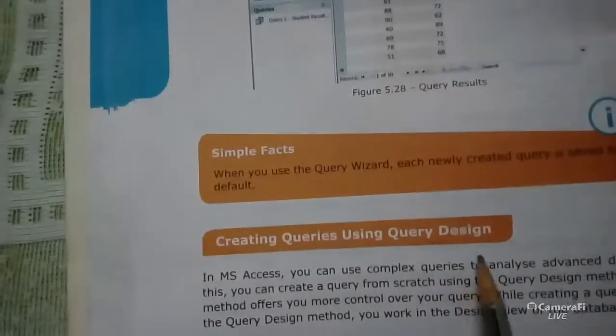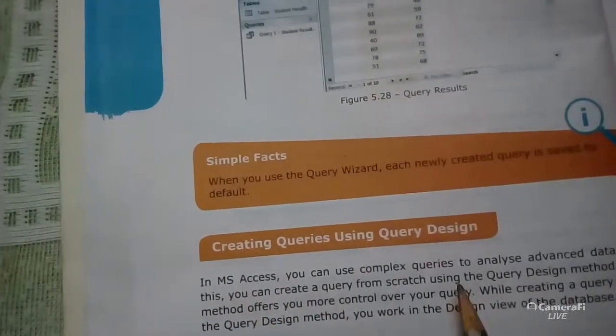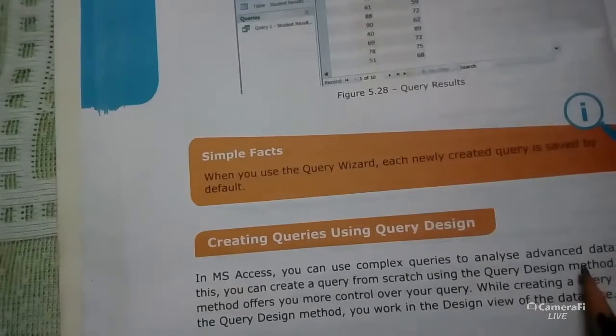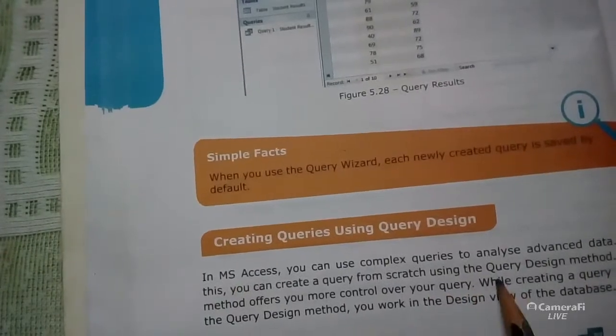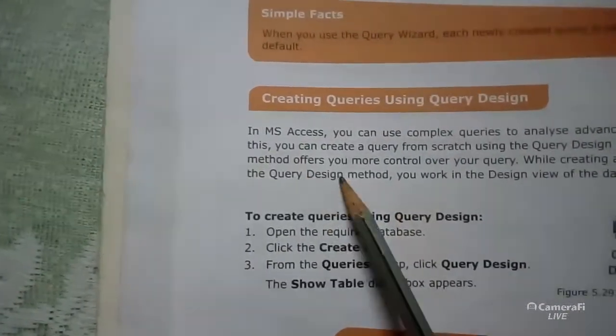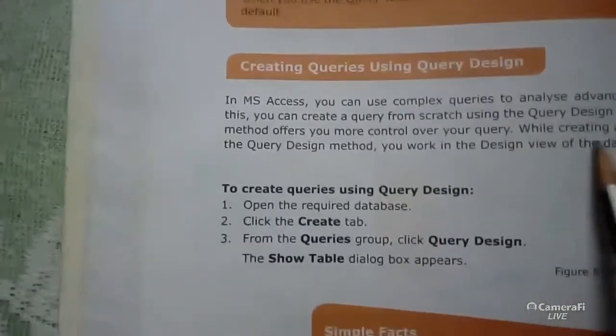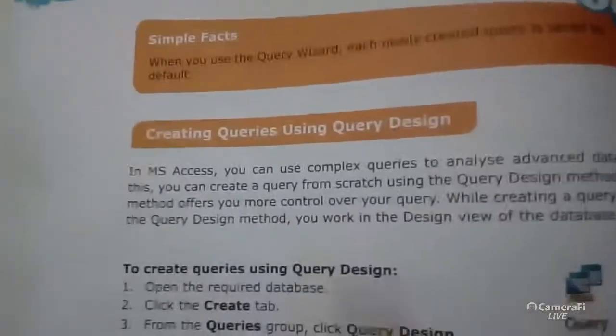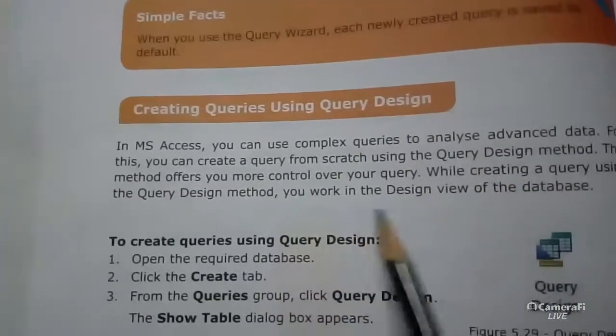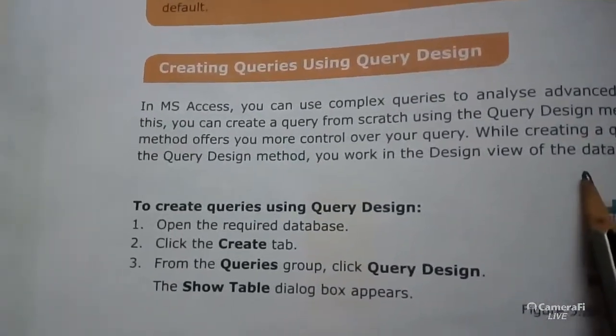Now, creating queries using query design. In MS Access, you can use complex queries to analyze advanced data. For this, you can create a query from scratch using the query design method. That means here we have used the query design method. This method offers you more control over your query. While creating a query using the query design method, you work in the design view of the database.